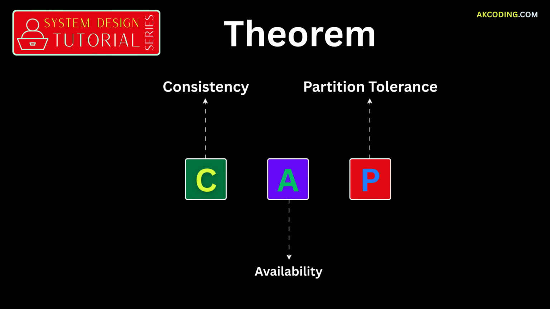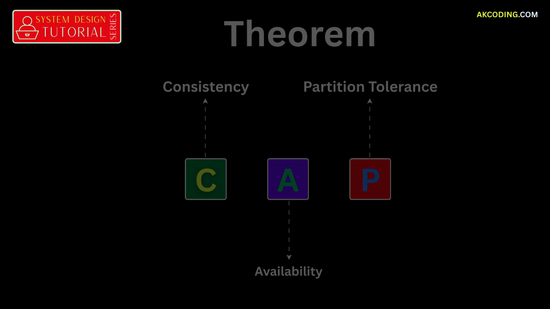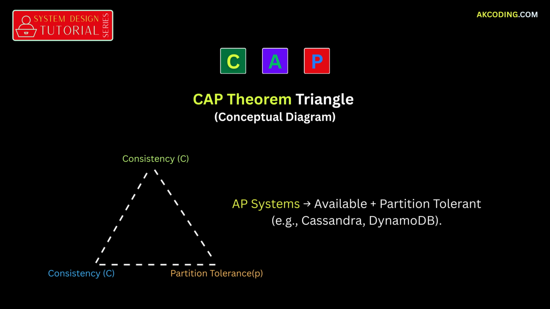CAP theorem. Every system design interview loves this. You can only guarantee 2 out of 3: consistency, availability, partition tolerance. NoSQL systems usually sacrifice strict consistency for availability and scalability. That's why you see eventually consistent systems using NoSQL databases.